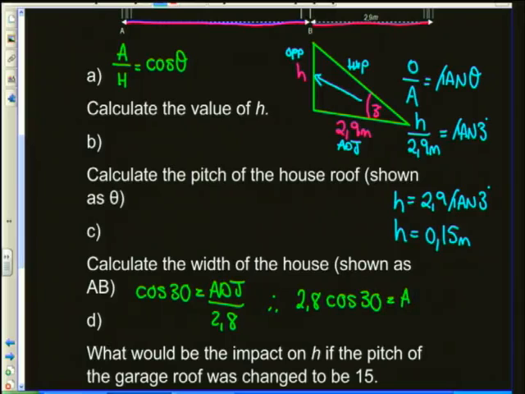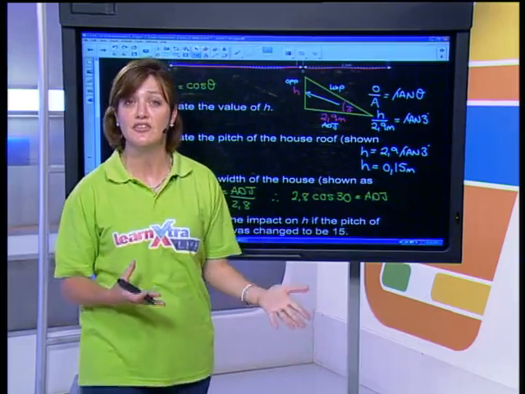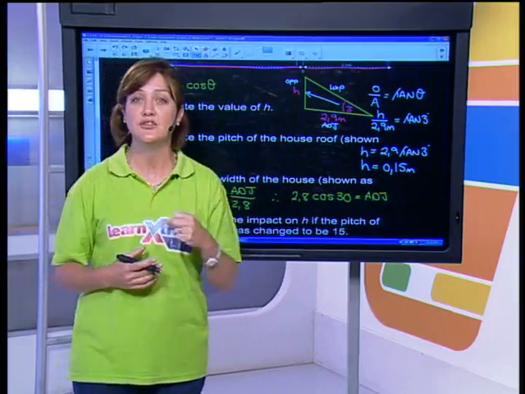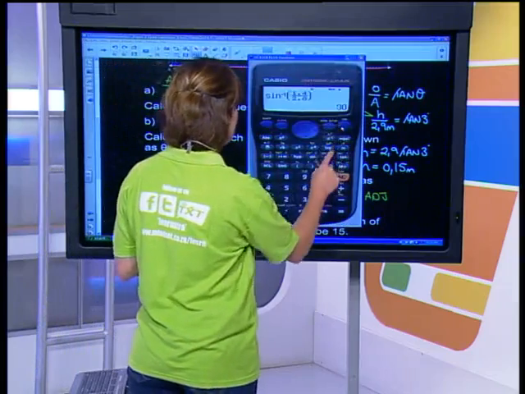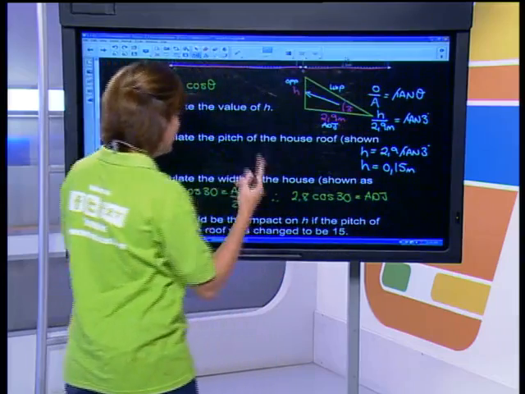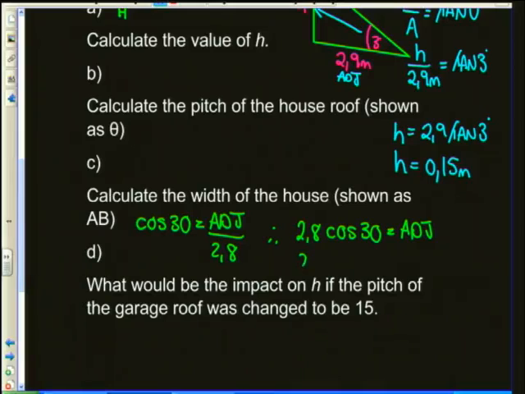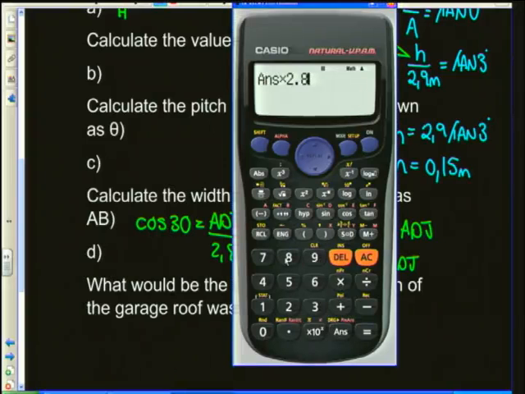Now, a very possible way of them asking you this is to say to do it without the use of a calculator, all right? And I hope you would recognize that the reason why they could ask you to do this without a calculator is because, in fact, 30 degrees is a special angle. Special angles need to be learnt, okay? So just to remind you, cos of 30 is actually root 3 over 2. So I've got 2.8 multiplied by root 3 over 2, and that's going to give you the length of your adjacent side. That's giving us, as a decimal, 2.42 meters.